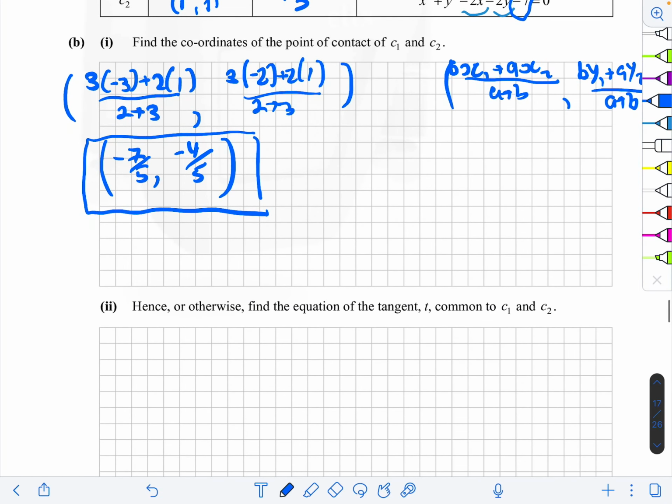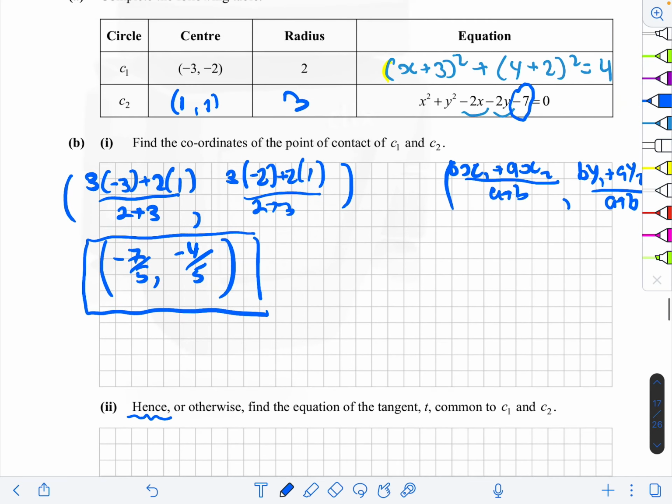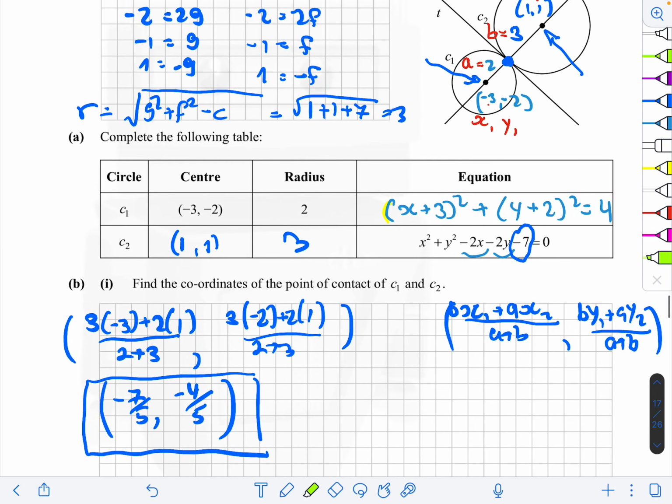And they're saying hence or otherwise. So they're saying find the equation of the tangent. Okay, so the tangent that we're looking for is the line that's drawn here. So this is the line that we're looking for. And we have the point on the line that we found now. So in order to find the equation of the tangent, what's missing is the slope of the tangent.